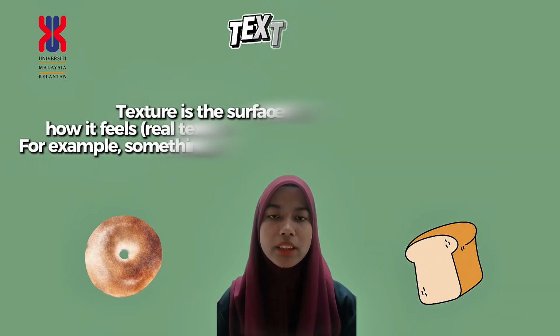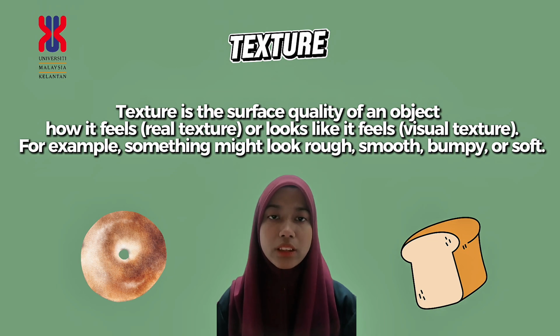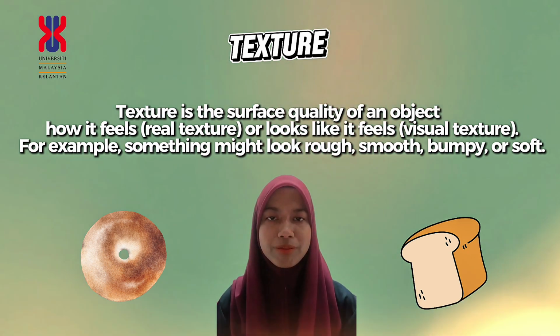Number 5 is texture. Texture is the surface quality of an object, how it feels, real texture or how it looks like it feels. Visual texture, for example, something might look rough, smooth, bumpy, or soft.